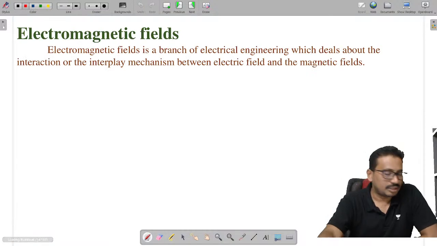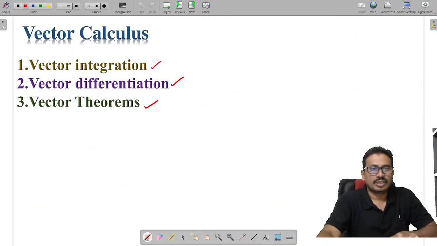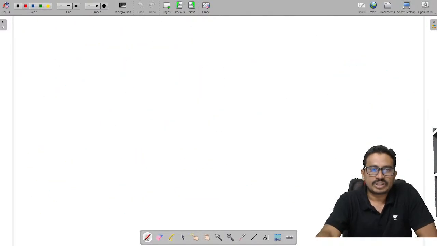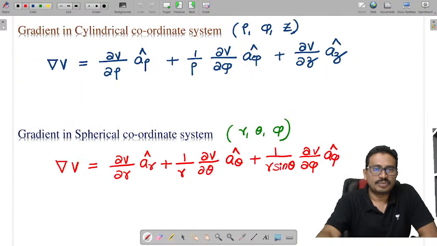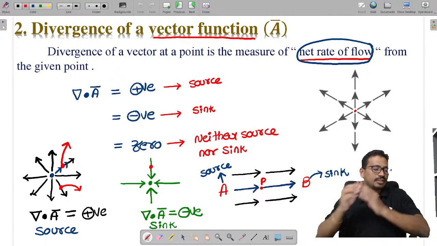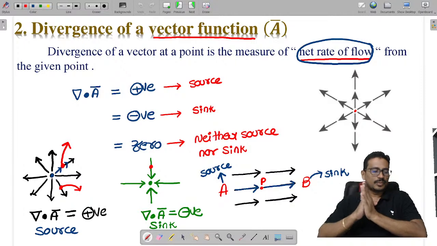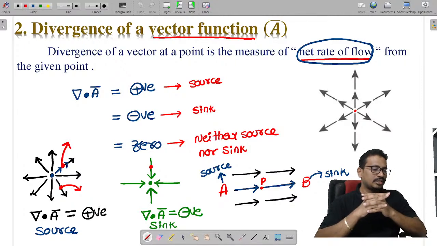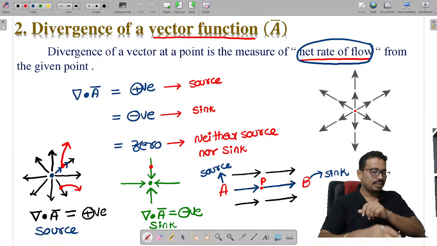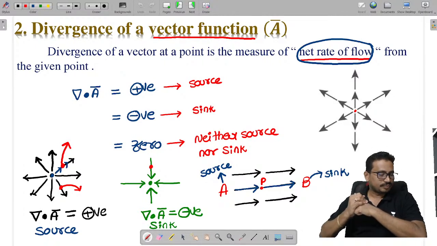Chalo, let's continue our discussion, all of you. In the last class, we discussed the divergence concept. We discussed all this topic. Tell me, all of you, if you have any doubt up to here, do let me know.